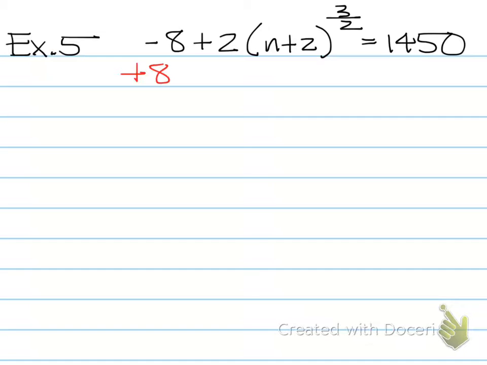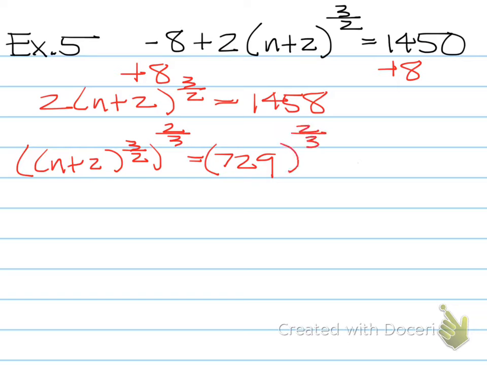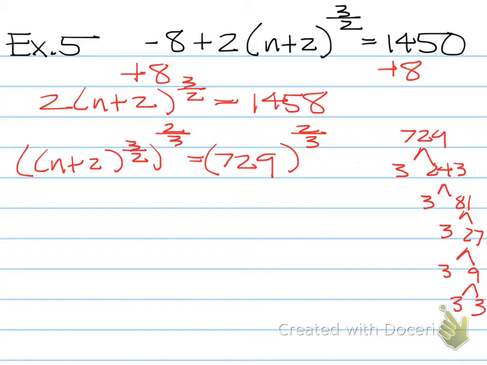Alright, next example, we want to start by adding 8 to both sides. And then we want to divide both sides by 2. And then we want to do the opposite of raising the left side to the 3/2 power, which is raise it to the 2/3 power. We want to factor the 729. Instead of writing 729, we can write 3 to the 6th power.